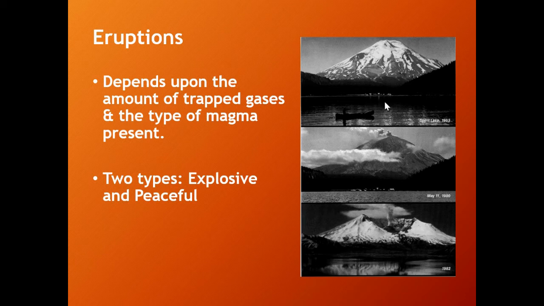This is 1963 Spirit Lake, a beautiful picture of Mount St. Helens. May 11th, 1980, the snow cap is gone. Something's going on here. And in 1982, after the big eruption on May 18th, 1980, you can see a mile-wide horseshoe-shaped crater. The entire top of the mountain is blown off.